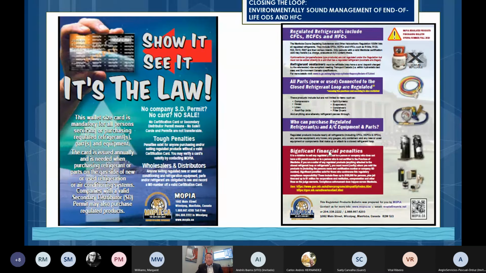And again, outlining the penalties, which are highly significant. And we regulate, as I say, all products that contain refrigerant in our province. And this is a bulletin that shows that as well. Next slide, please.